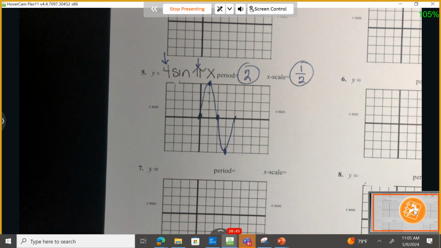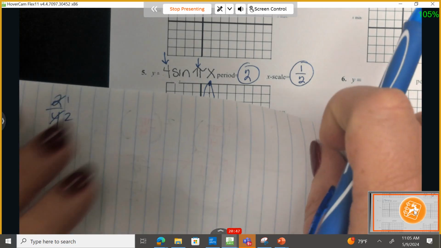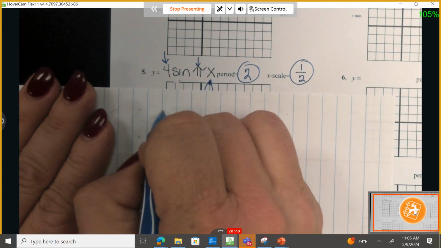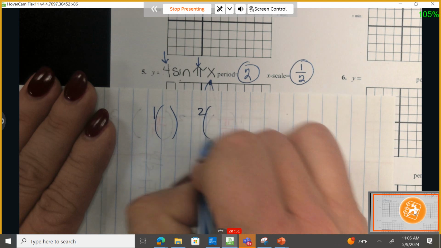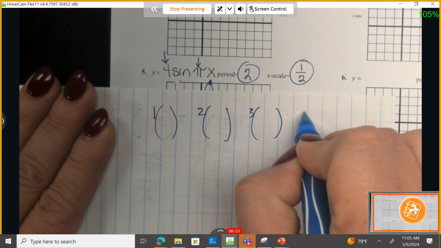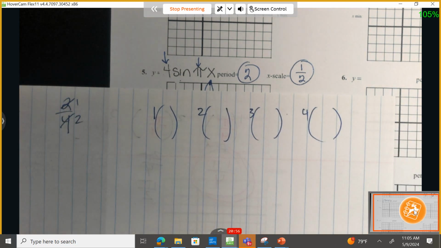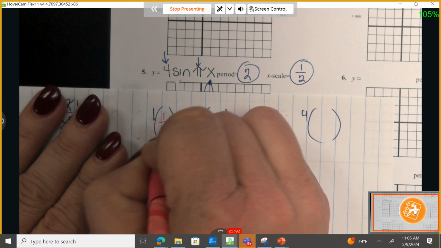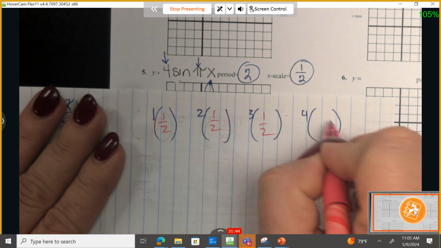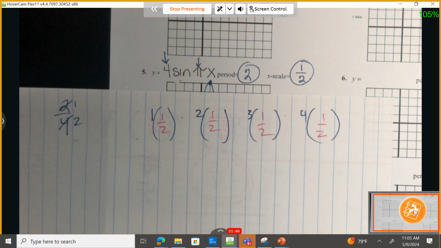What's this distance? 1/2. Okay. Next, I want you to write 1 through 4 down on a piece of paper, putting parentheses behind each one. Inside the parentheses, I want you to write down the x scale. Well, the x scale for this problem is 1/2. With your partner, I want you to reduce each one of those. And I will say, okay, at step 1, where are you on the x-axis? Step 2, where are you on the x-axis? I'm going to give you 30 seconds. Please complete that.